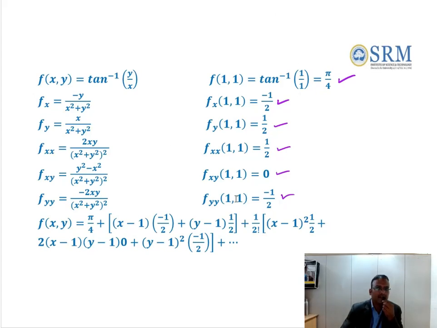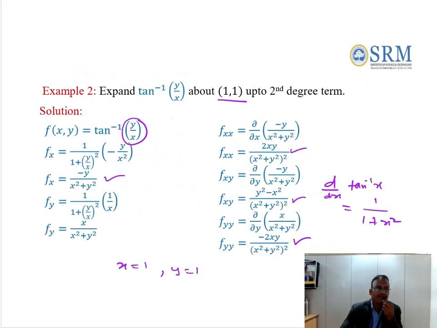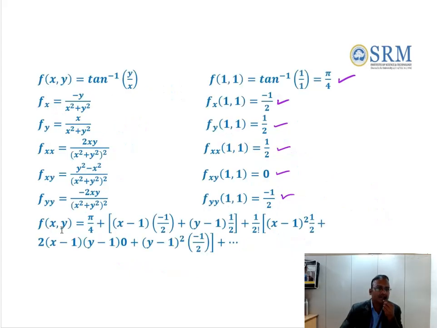After finding all these values, you put them in the general formula. What is the general formula? This is the general formula, right? Here we are replacing a equal to 1 and b equal to 1, and the fx value, fy value, fxx value, fxy value, and fyy value. After this, we are getting the Taylor series like this: f of x comma y is equal to pi by 4 plus 1 by 1 factorial. 1 factorial is 1 itself. Therefore, x minus 1 into minus 1 by 2 plus y minus 1 into 1 by 2 plus 1 by 2 factorial into x minus 1 the whole square into 1 by 2, and so on. Okay, this is the required Taylor series expansion.